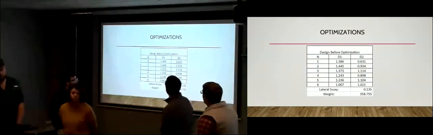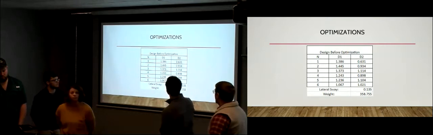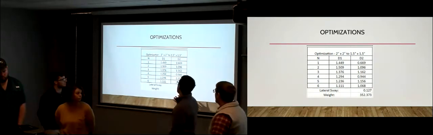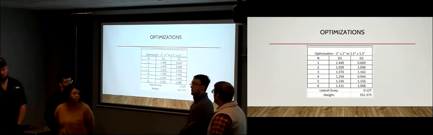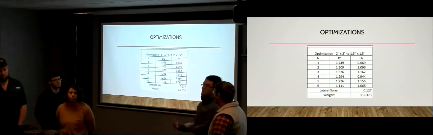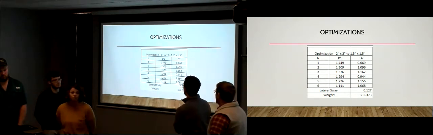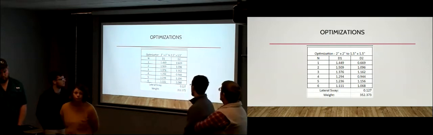This is the first optimization we had. This is before we optimized the loading rails, and then this is after we optimized them. We have them shown as 1.5 inches by 1.5 inches to represent what they're supposed to be in STAAD, because it cannot do what we needed it to do. And these are the results after we made the optimization of our deflections, sway, and also weight.